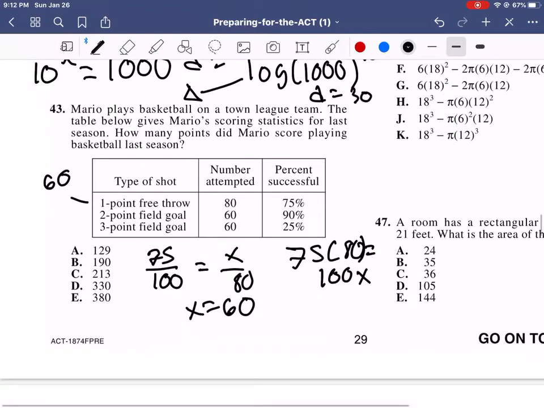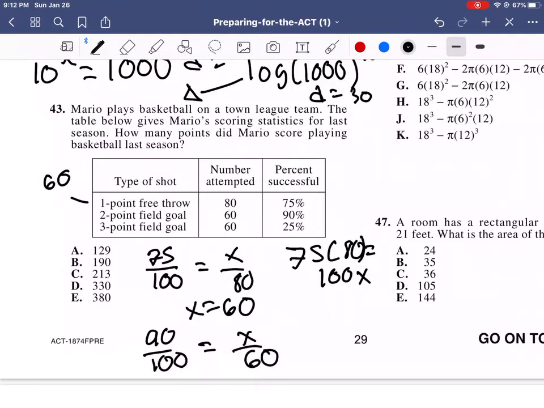2 points. Out of 60, he scored 90% of them. So 90 over 100 equals x over 60. 90 times 60 is 540. 540 divided by 100 is 54. X equals 54.